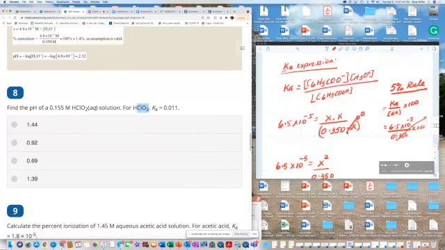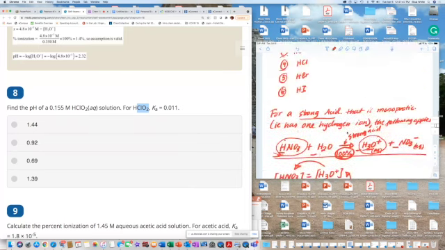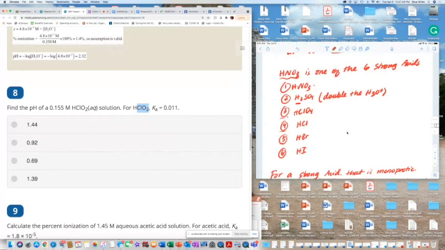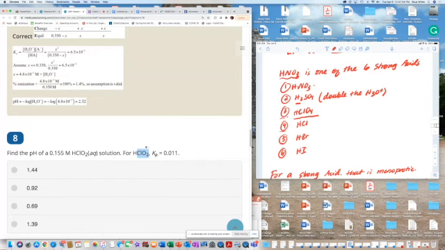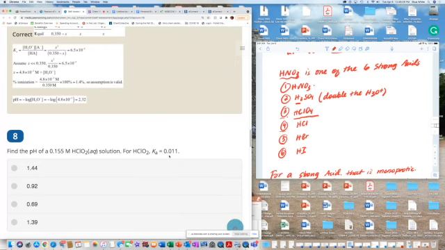Let me scroll back up here. No, HClO4 is one of the 6 strong acids. So since this is not one of the 6 strong ones, by default it is weak, and you will use the same approach. The only difference is, I'm telling you right now, with times 10 power negative 2 as the Ka value, this will fail the 5% rule. And for this kind of question, quadratic equation all the way.